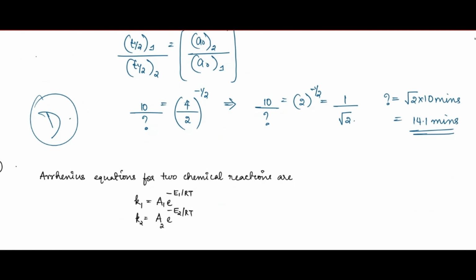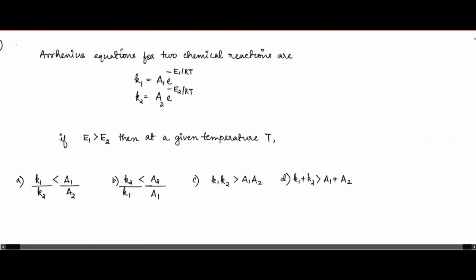Read the question. The Arrhenius equation for 2 chemical reactions is given to you. So in this question, the Arrhenius equation is already given. What is the Arrhenius equation? It tells how the rate constant of a reaction is related to the temperature. So basically it is K equal to a pre-exponential factor A into e to the power minus E by RT, where E is the activation energy. The next 2 to 3 questions will be based on this.